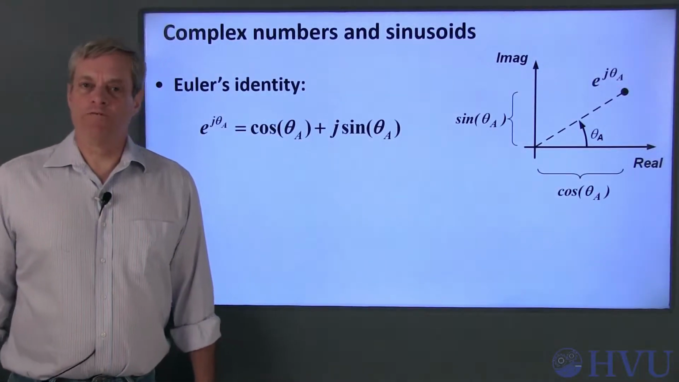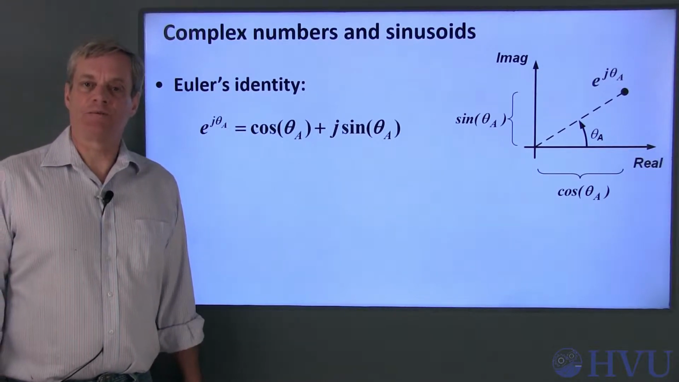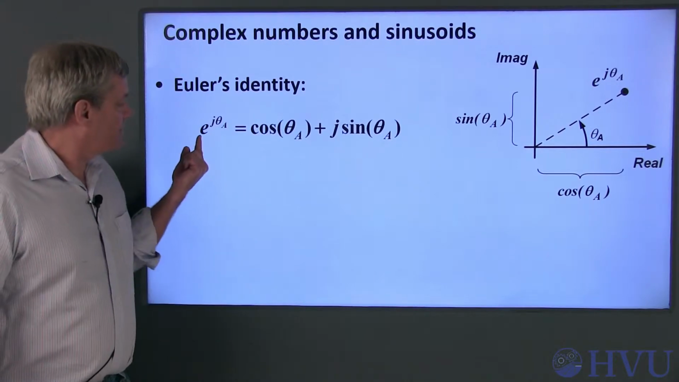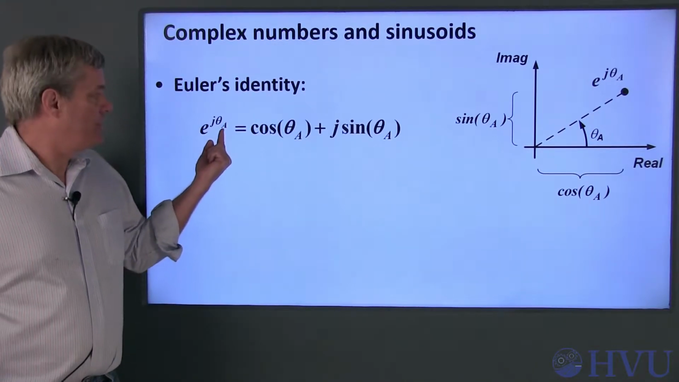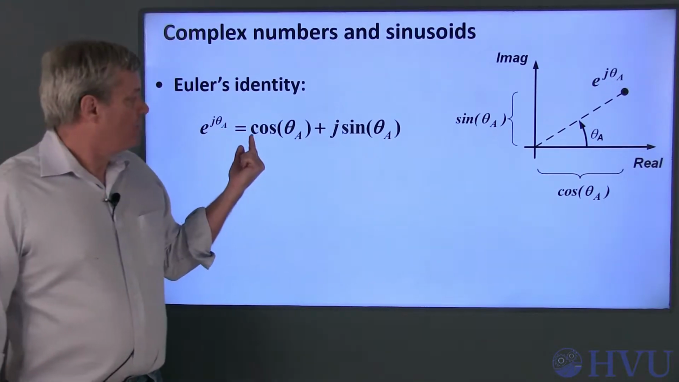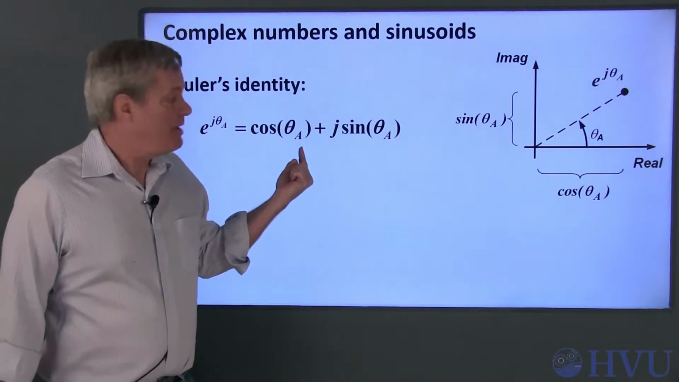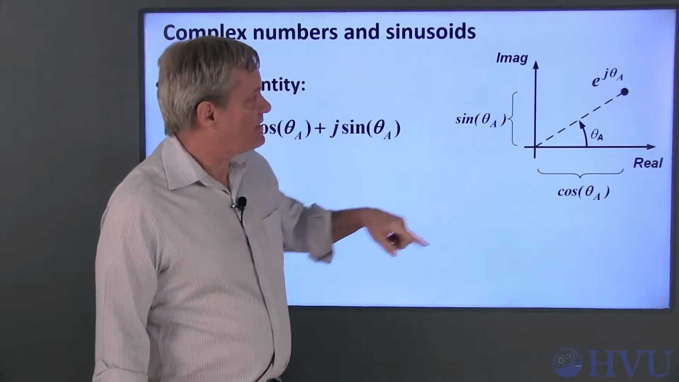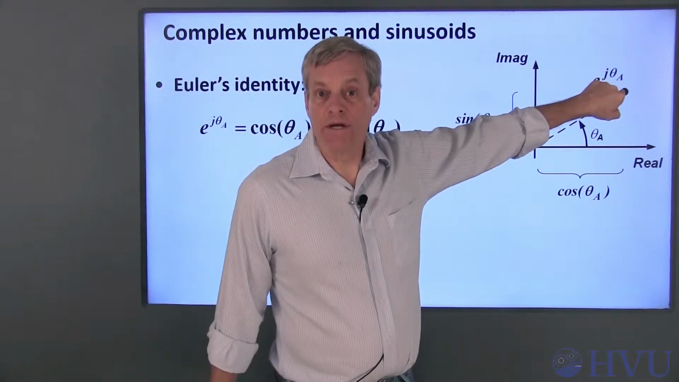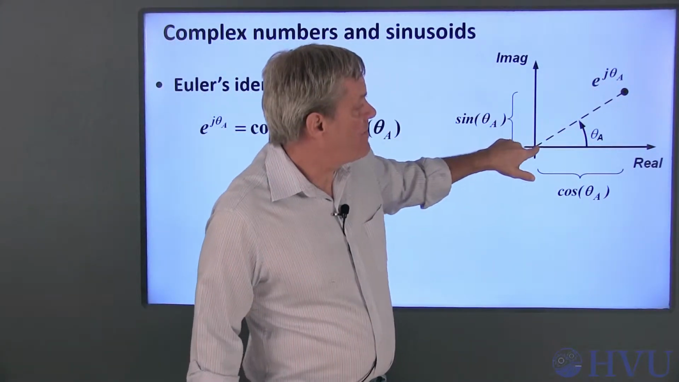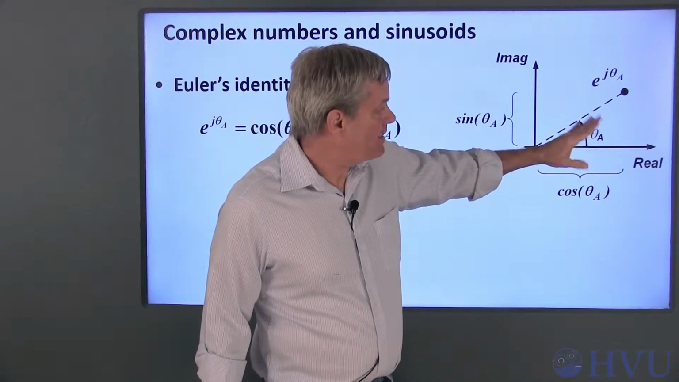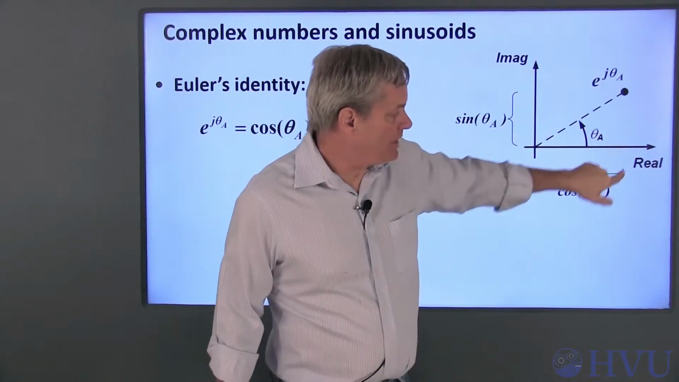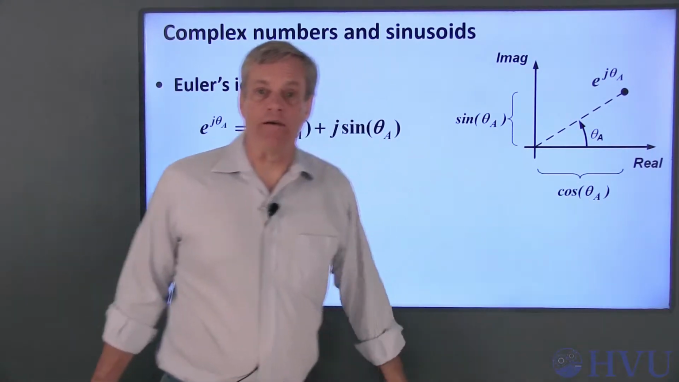First, let's do a little review relative to viewing complex exponentials as sinusoidal signals. Euler's identity says that a complex exponential e to the j theta sub a is equal to the cosine of theta sub a plus j times the sine of theta sub a. This complex number can be visualized as a point in the complex plane with a magnitude of 1 and a phase angle of theta sub a. The real part is the projection onto the real axis, cosine of theta sub a.